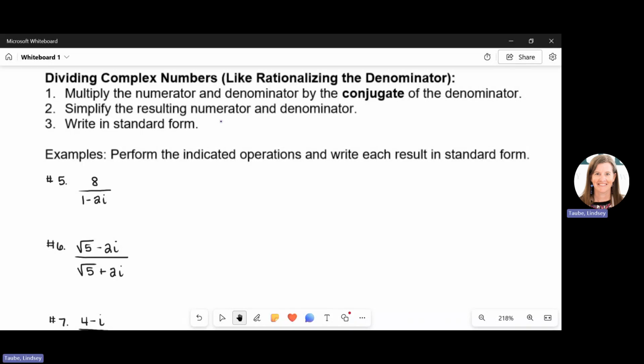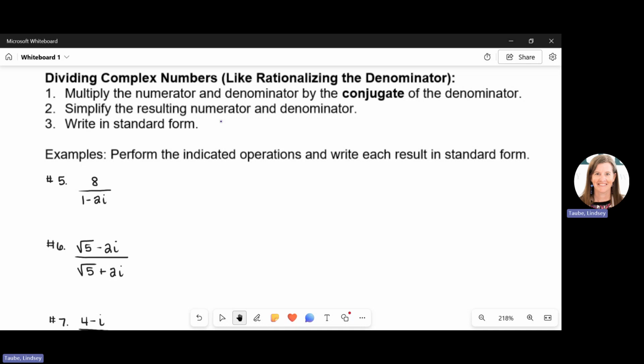To divide complex numbers, you want to think about this in a similar fashion to rationalizing the denominator, right? When we were rationalizing denominators, that meant we were trying to get the radicals out of the denominator. And when we have an i in the denominator, i stands for the square root of -1. So we don't want to have i in the denominator because that means we have a radical in the denominator. So we want to ultimately remove i from the denominator.